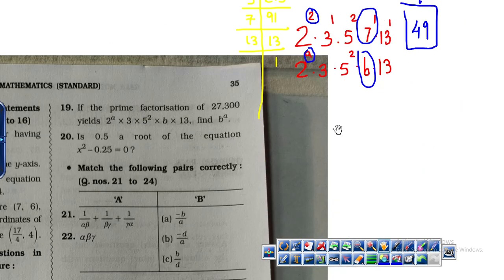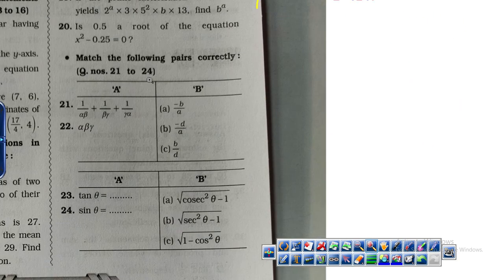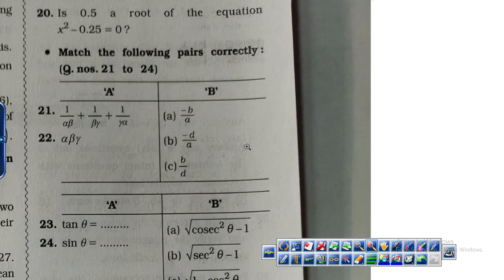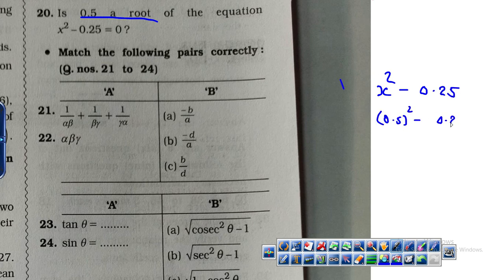20th objective. Is 0.5 a root of the equation so and so? Root or not, 9 स्टैंडर्ड में था, ये भी सेम है, रूट और नॉट. तो एक्स स्क्वायर माइनस 0.25 में x की जगह पे 0.5 डालो, 0.5 का स्क्वायर 0.25, 0.25 minus 0.25 0. Answer is yes, 0.5 is the root of the equation.